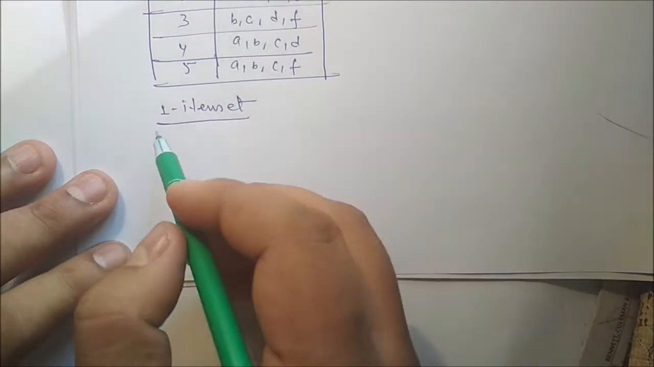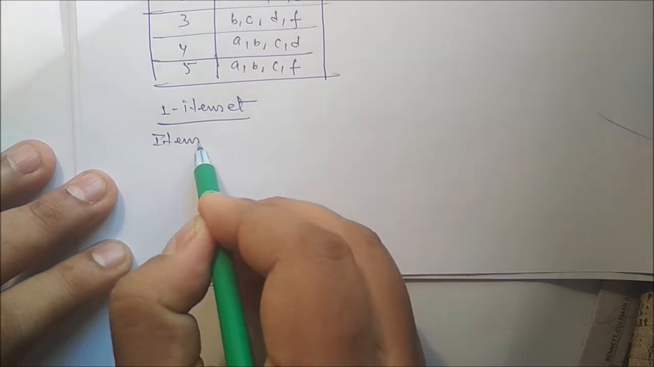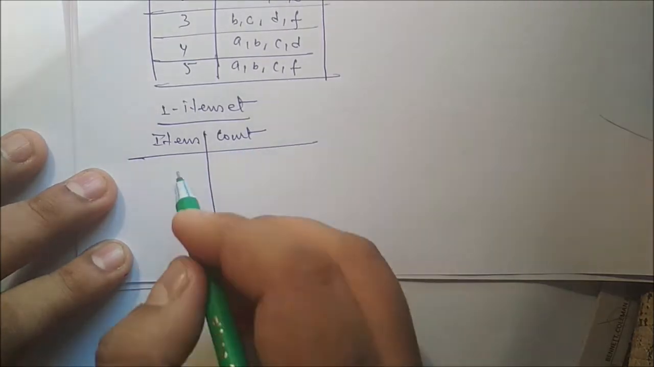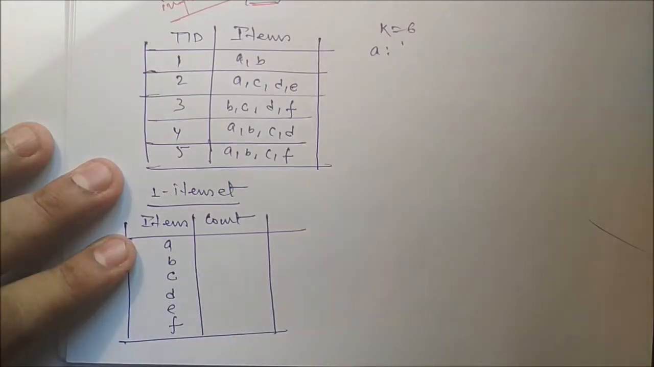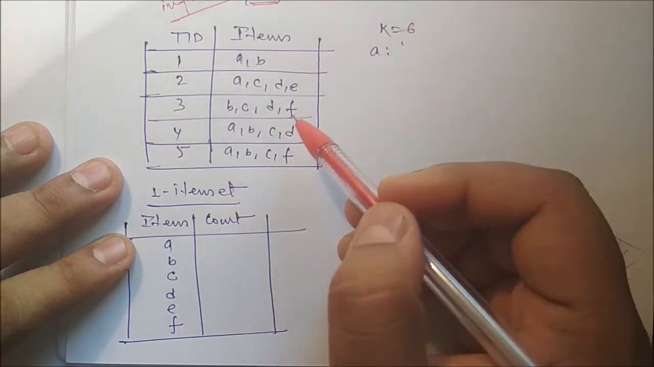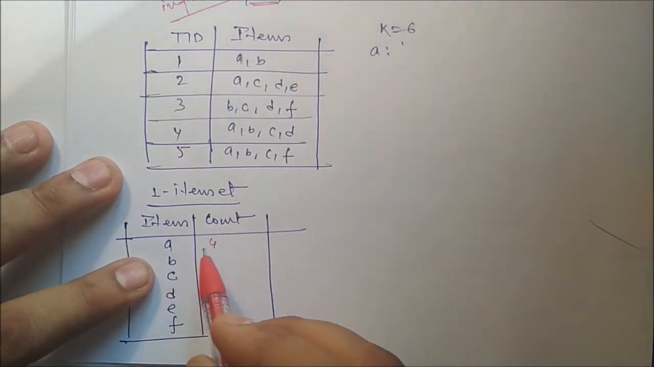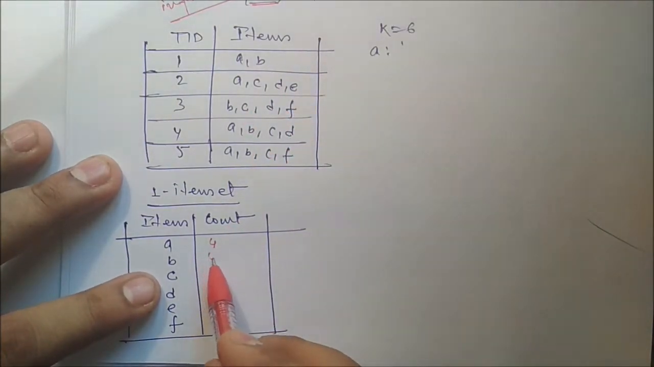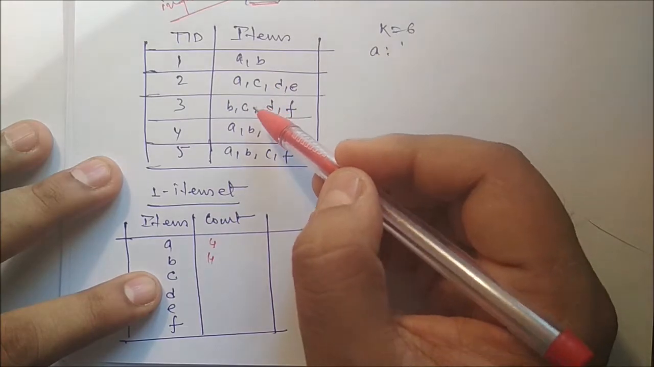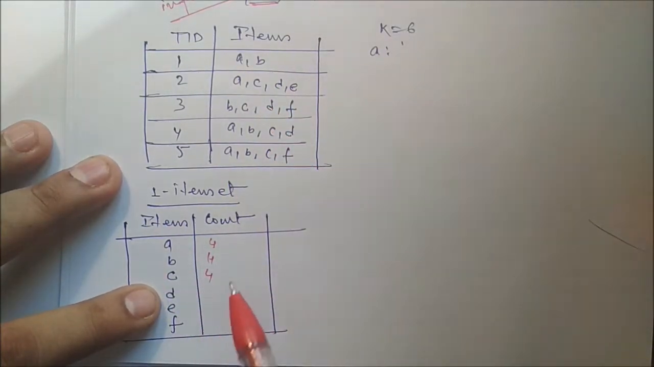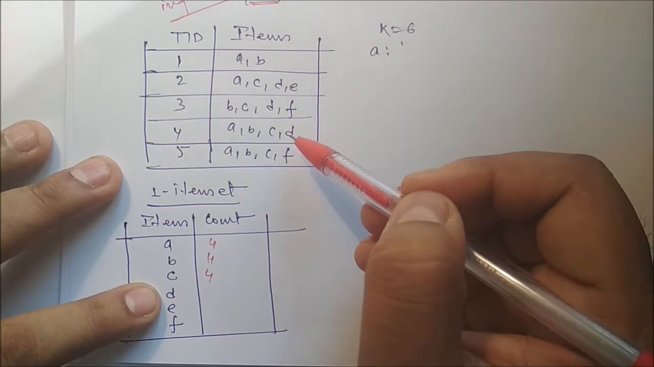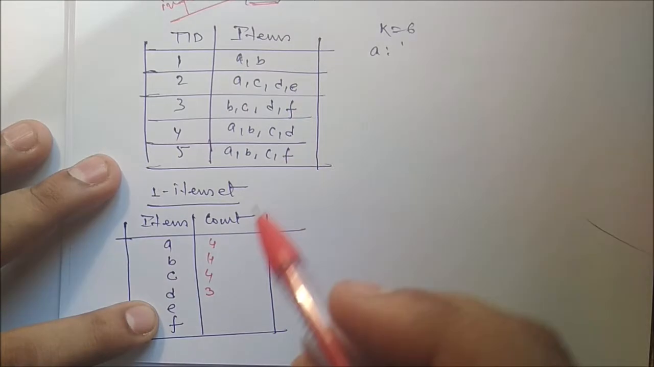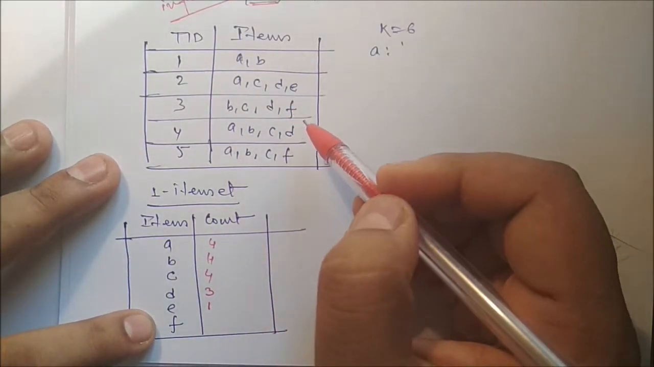So the items and the count. So A, B, so how many A are there? 1, 2, 3, 4. How many B are there? 1, 2, 3, 4. How many C are there? 1, 2, 3, 4. How many D are there? 1, 2, 3. How many E are there? It is say 1. And how many F are there? It is 1, 2.